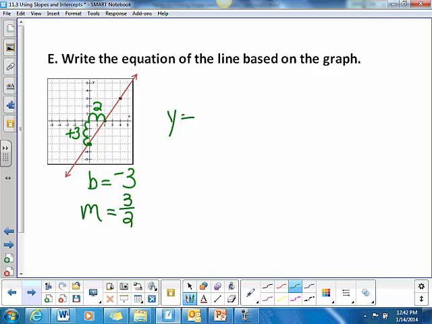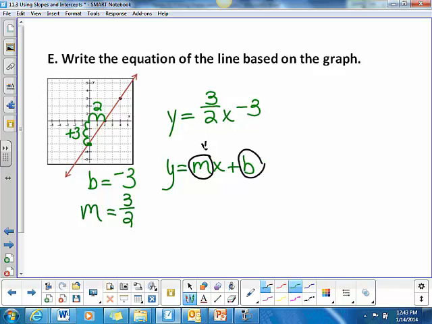So the equation would be y equals 3/2 x minus 3. Remember, we're always going to model y equals mx plus b. Okay? My slope is 3/2, and b is negative 3. That's it. That's all I have for you.